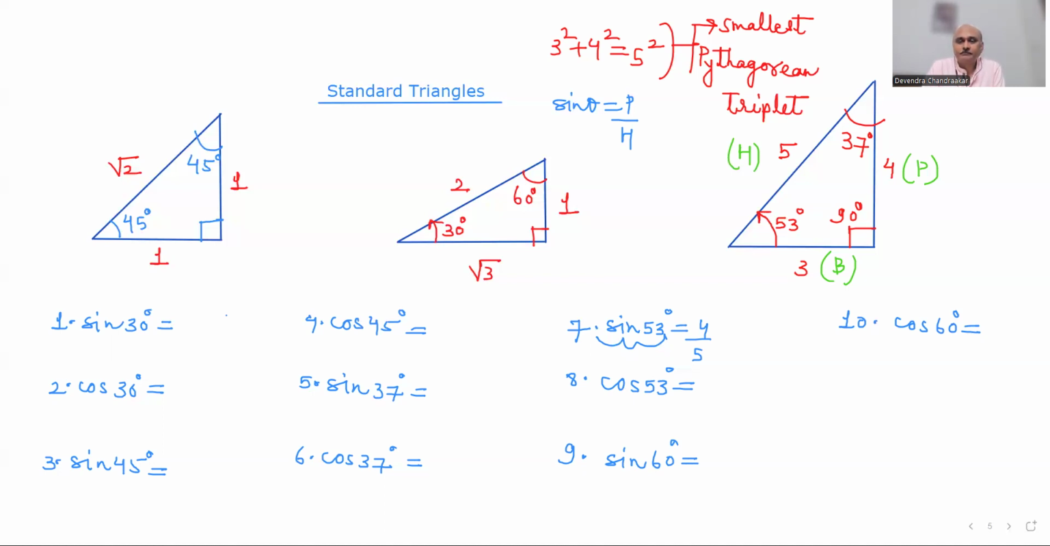Answers. I'll write the formulas here. Sin theta is P upon H. Cos theta is B upon H. That's what you need, right? You only have to identify which one is base for which angle. Which side is base, which side is perpendicular for which angle, right? Karo beta, shabash.